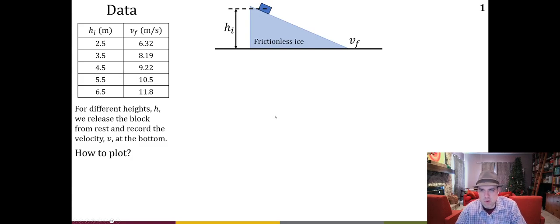Hello everyone, let me walk you through what the lab's going to be for this week. So let's start off with this example. I have this block that we are going to release from rest on this frictionless ice. It's going to slide down and then we're going to record what the final velocity is at the very bottom.